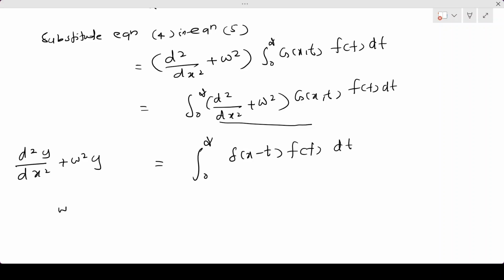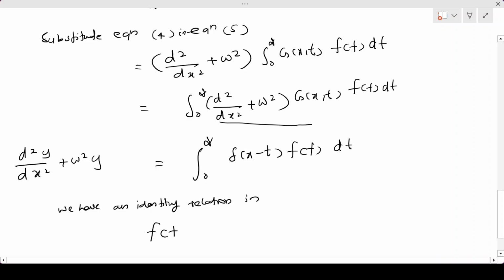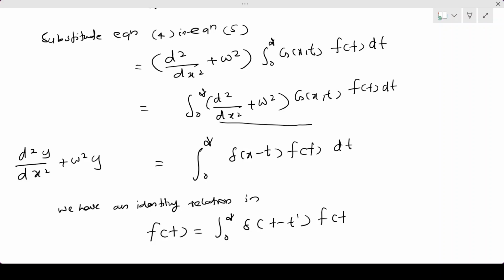So we have an identity relation that you would have studied in mathematical physics 1. So that identity relation says that if there is a function f of t, that is equal to the integral from 0 to infinity of delta t minus t dash f of t dash dt. Okay, where delta is again the Dirac delta function.